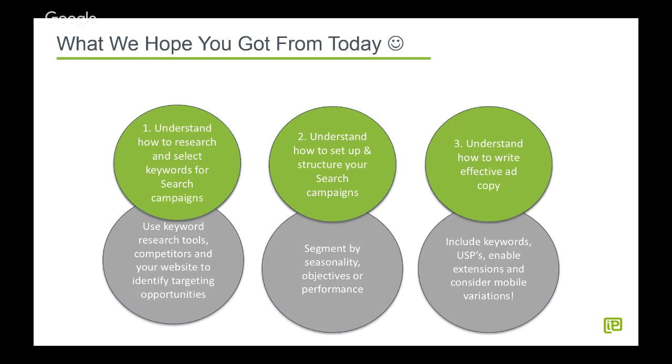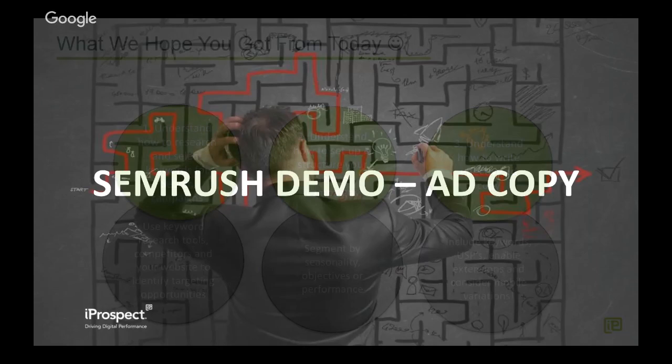So from that, obviously, use keyword research tools, look at your competitors, and identify targeting opportunities based on the volumes within the market. In terms of segmentation, obviously segment by things like seasonality, objective, or performance. And in terms of ad copy, include your keywords and USPs, and make sure you enable extensions to really boost up that quality score and enhance the user experience. And consider mobile. It's really important. I can't stress enough how many of our clients' mobile traffic has actually overtaken desktop traffic. So mobile ads are a must in any campaign structure. And yeah, that is it from my end.